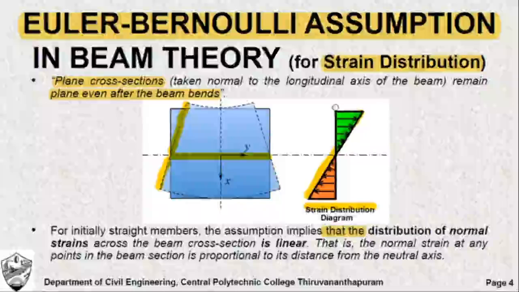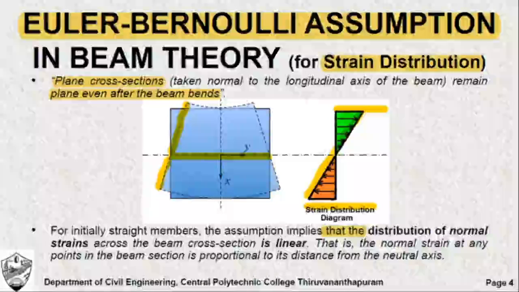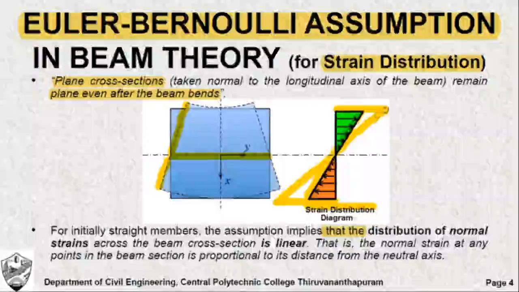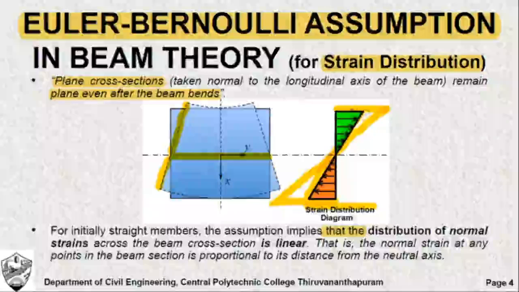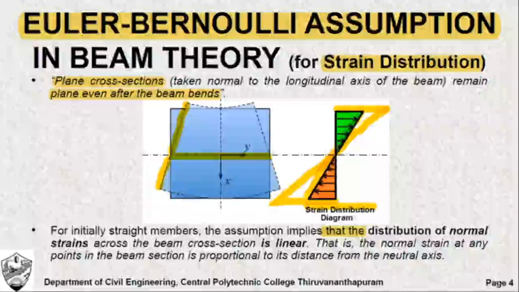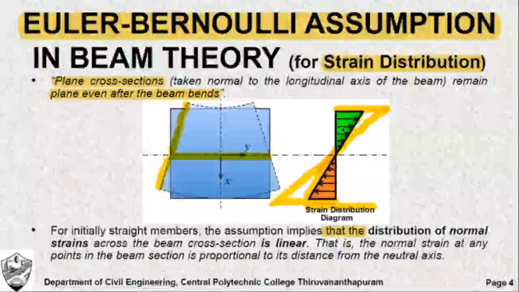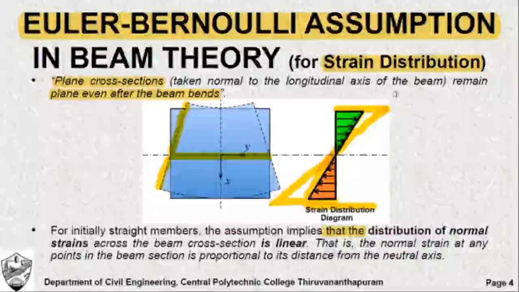Now even if you keep increasing the load, the strain at the extreme fibers keeps increasing, but the distribution remains a straight line like this. All the fibers above and below the neutral axis get strained more and more if you keep increasing the load, but the distribution remains the same. It is a straight line.